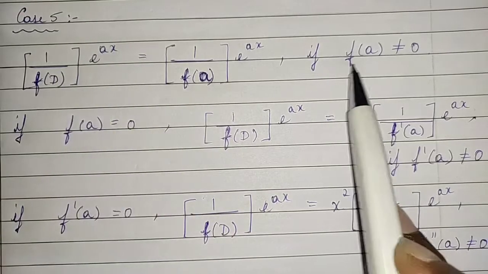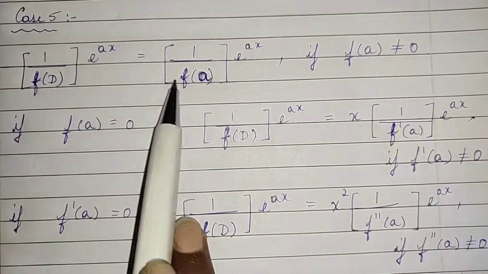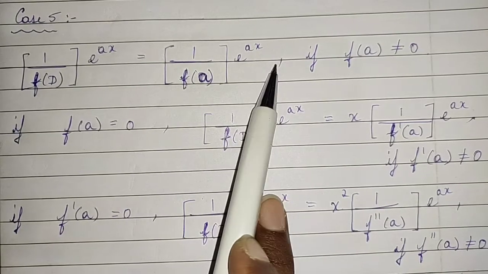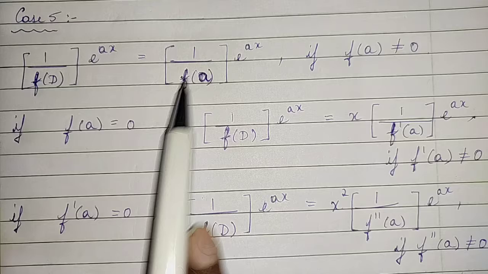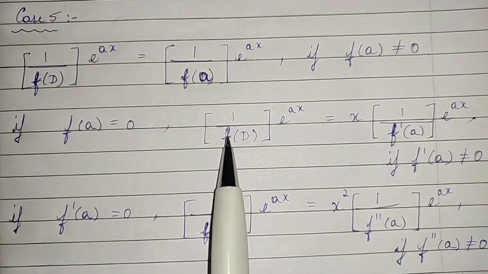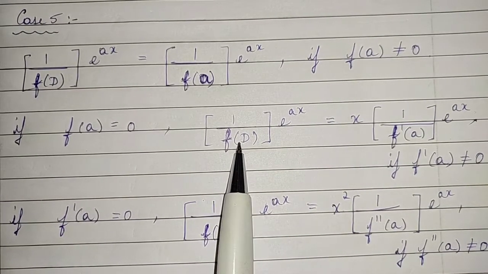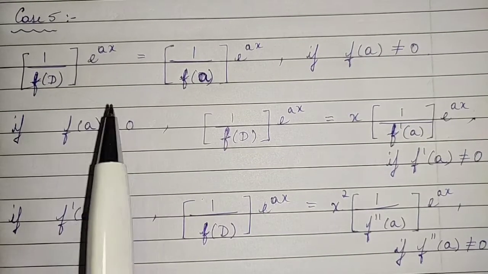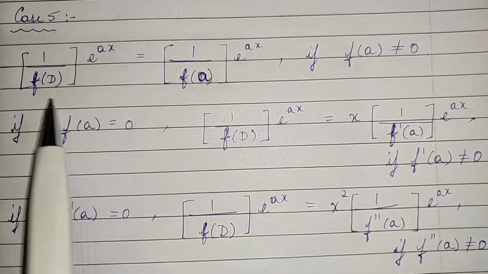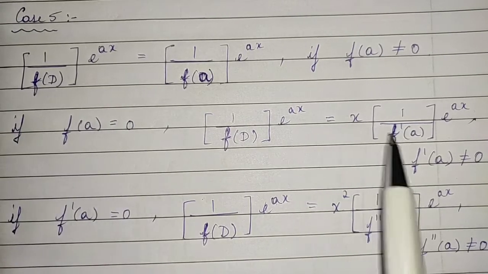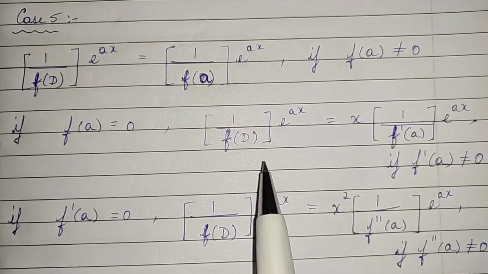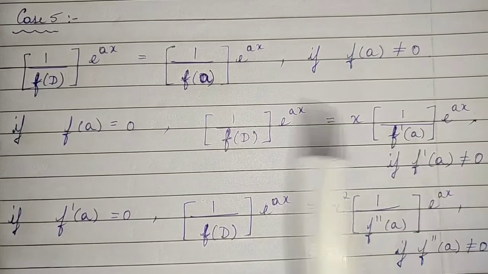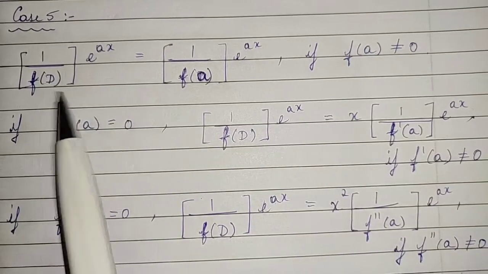If f of a is not equal to 0, that means the denominator is not equal to 0, we can use this formula. If the denominator is equal to 0, we differentiate the denominator once. You can differentiate f of a or f of D, both are one and the same. So f of D becomes f dash of D, which is replaced by f dash of a.